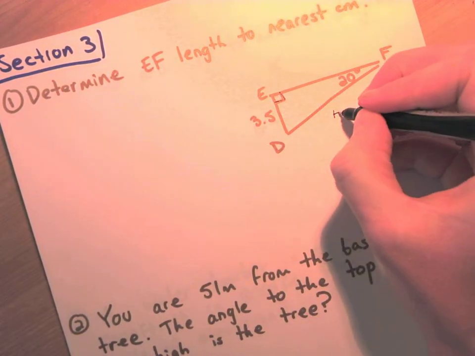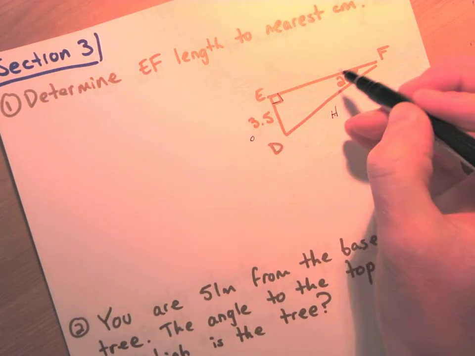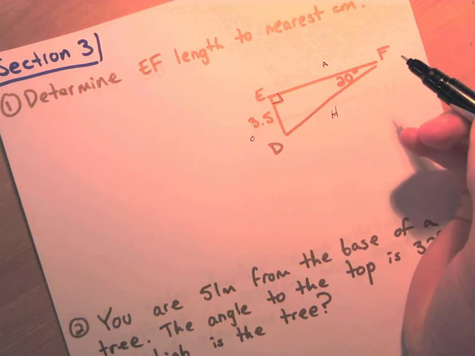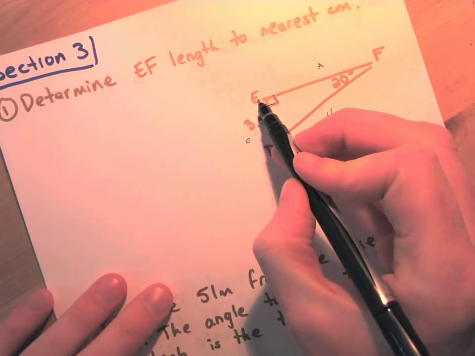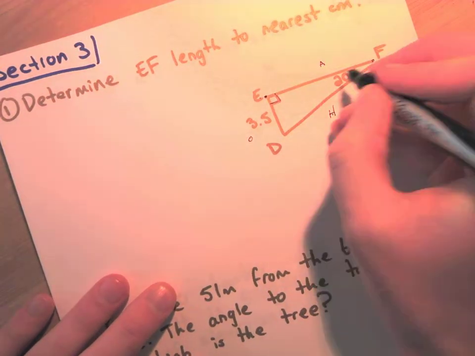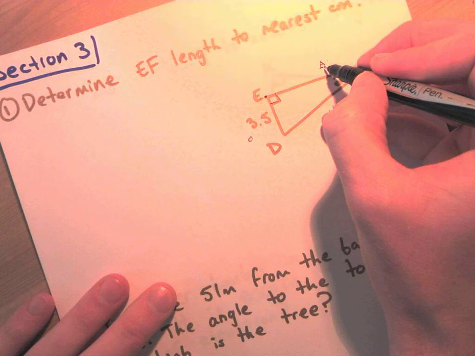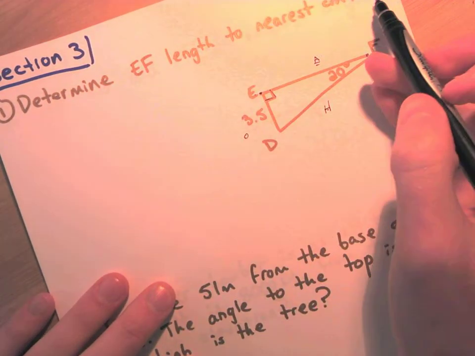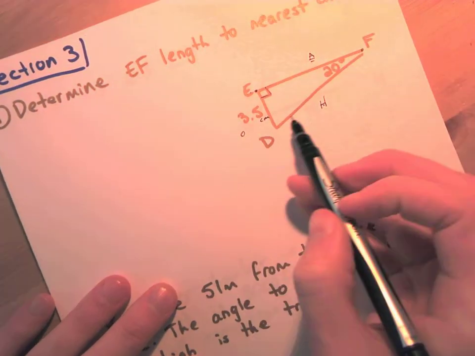So let's denote each side. We have an H. We have an angle, so the opposite of that is this one. And then we have A over here. Okay, so now determine EF. What does that mean? It means determine the side length from E to F. That's from here to here. So it wants to know this A side. So to the nearest centimeter. Okay, this I'm going to guess is centimeters, so let's put centimeters there.